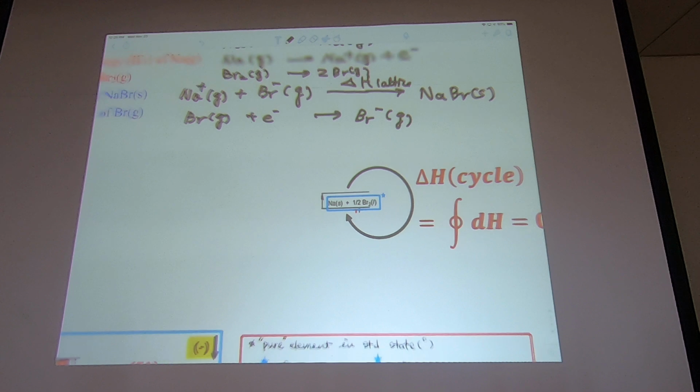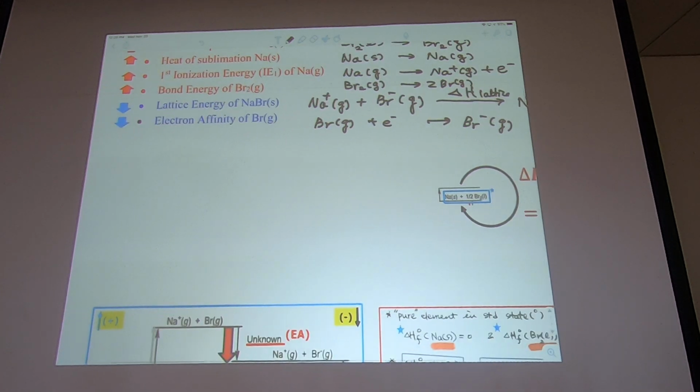Okay, so given that, let's do this. All right. So I'm going to start with sodium solid, half of bromine gas. So this is my state. And then what I'm going to do is say, okay, the first thing that I know is sodium bromide solid, this energy.